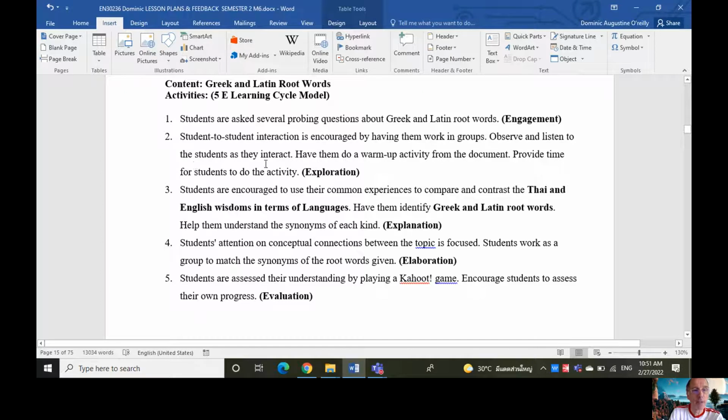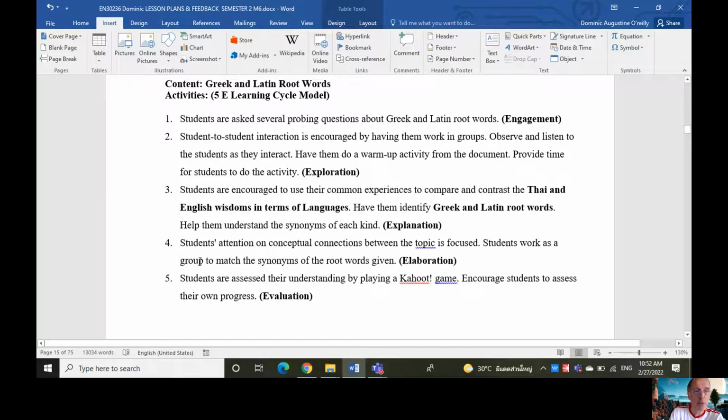Observe and listen to the students as they interact. Have them do a warm-up activity from the document. Provide time for students to do the activities. So that's the exploration part of the lesson. Students are encouraged to use their common experiences to compare and contrast Thai and English wisdoms in terms of languages. Have them identify Greek and Latin root words. Help them understand the synonyms of each kind. That's the explanation.